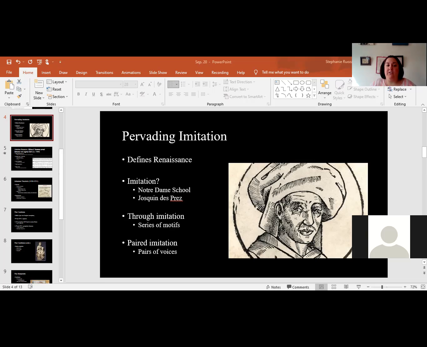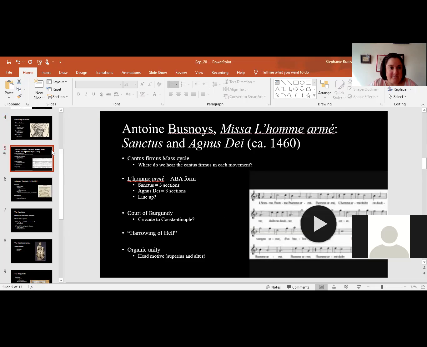Does everybody understand the difference between through imitation and paired imitation? Yay or nay? Thumbs or hands? Good. 2 people, 3 people understand. Good. Okay. So that's the difference between paired imitation and through imitation.